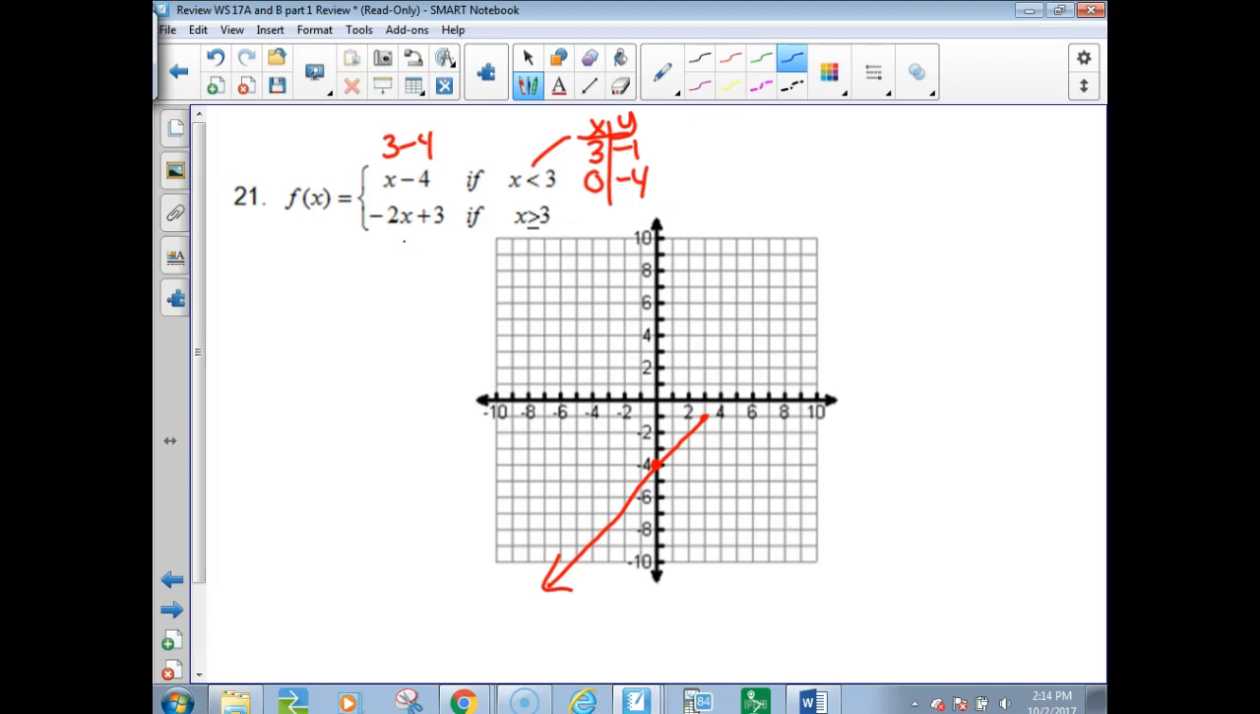Go to the second one, plug in 3. Negative 2 times 3 plus 3 would be negative 6 plus 3, which is negative 3. 3, negative 3 is where I'll have an open hole. Okay, and then if I put in another number bigger than 3, that would be 4. Negative 8 plus 3 would be negative 5, which is the slope of down 2, right 1. And there's the other piece. Yes.